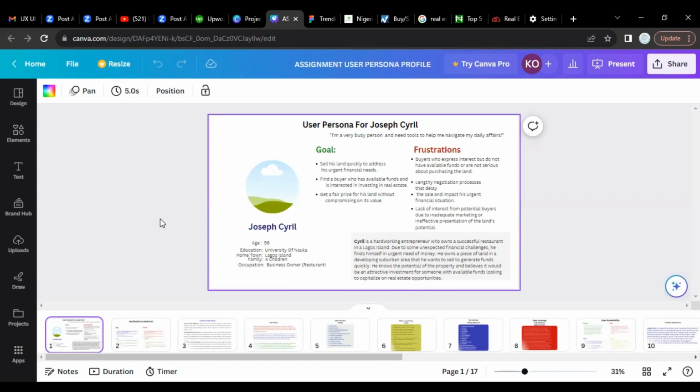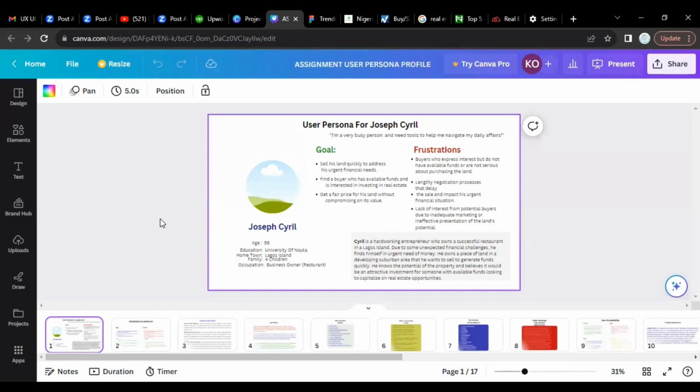This is for the seller, I mean a landowner or property owner who wants to sell his land. I'm trying to make a user persona for him. So we start with the goal, and the goal of the landowner.